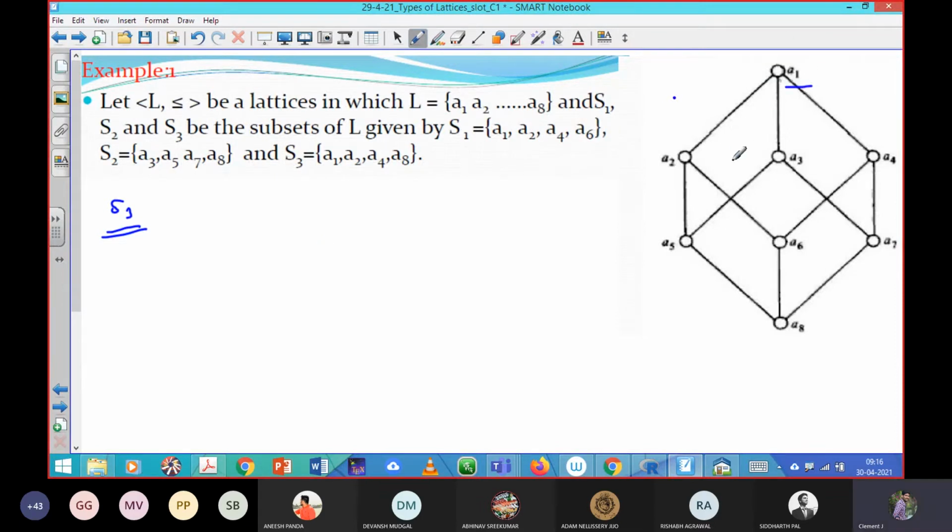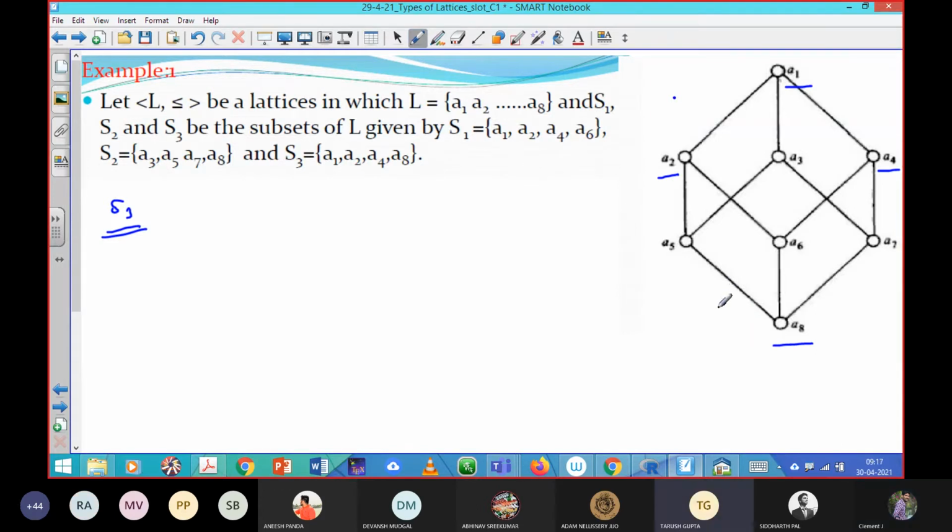So this will be A1, A2, and then A4, next A8. Totally four elements are there in your subset S3. We need to check 4C2 combinations, right? That means A1, A2; A1, A4; A1, A8; likewise A2, A4; A2, A8; and the last one is A4, A8. So now you can just guess which pair will not satisfy the sublattice condition.